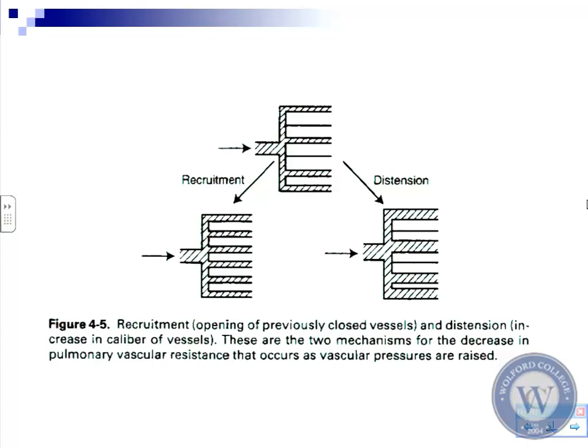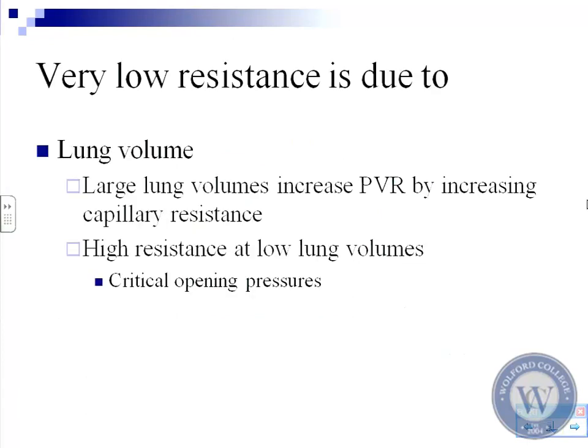So that's where sometimes you get into distension. That happens not very frequently. And the reason it's not very frequent is because this would not be giving you as good exchange as this. This gives you a more even distribution. This would be much more uneven. Okay, this would be called VQ inequalities. The very low resistance is due to lung volumes. Very large lung volumes increase PVR by increasing capillary resistance. That's if you get too much on the upper extension. So an overdistended lung is not a good thing.